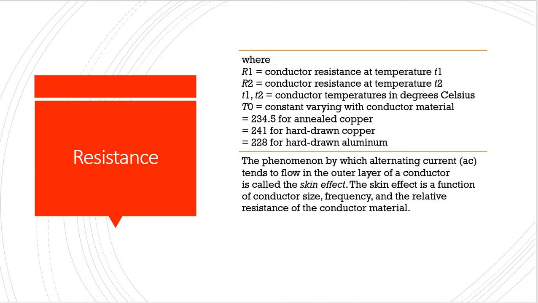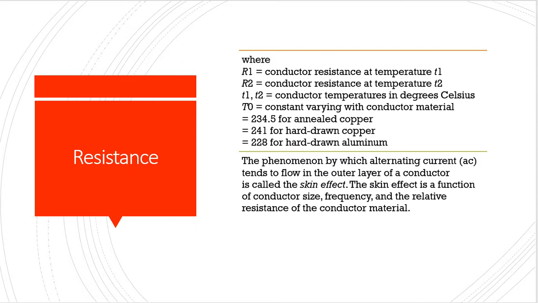The phenomenon by which alternating current tends to flow in the outer layer of the conductor is called skin effect. What is skin effect? The phenomenon by which an alternating current tends to flow in the outer layer of a conductor is called skin effect.